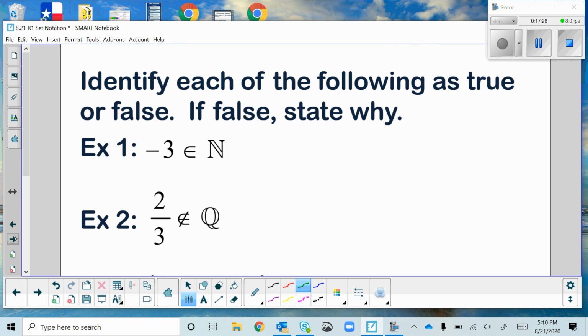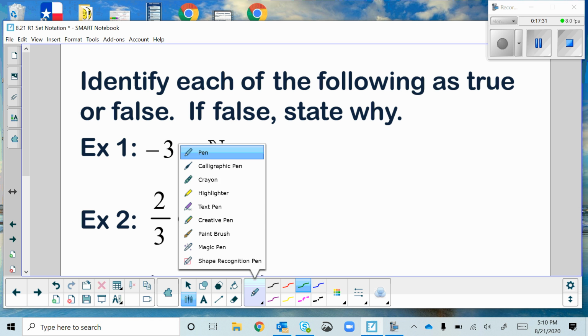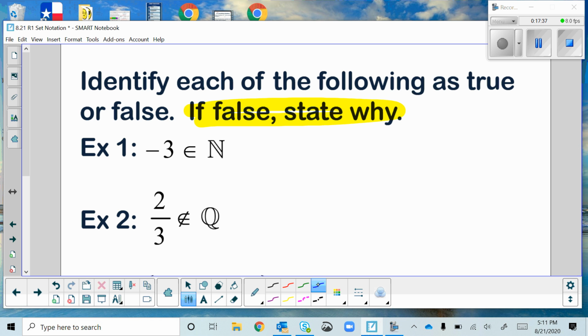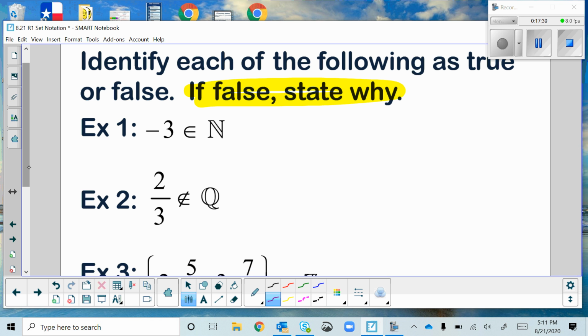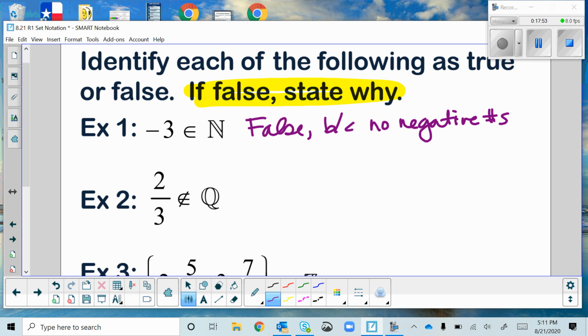And then this last part of the notes, identify each of the following as true or false. Again, if false, state why. So pause your video and try that before you come back. Right, hopefully you got false on all of these. Example 1, false, because no negative numbers are in the natural numbers, or false because there are no negative natural numbers.